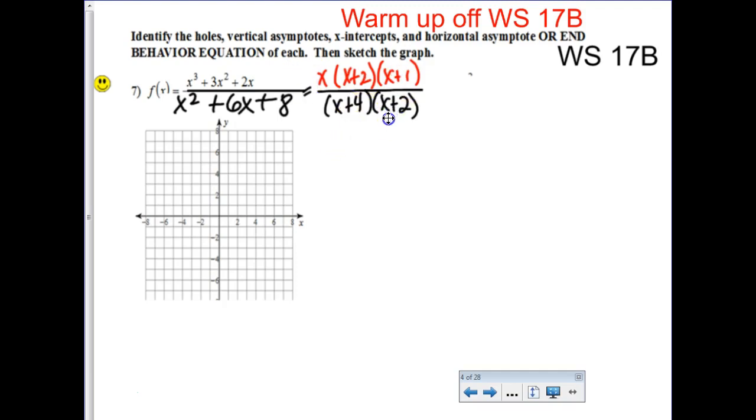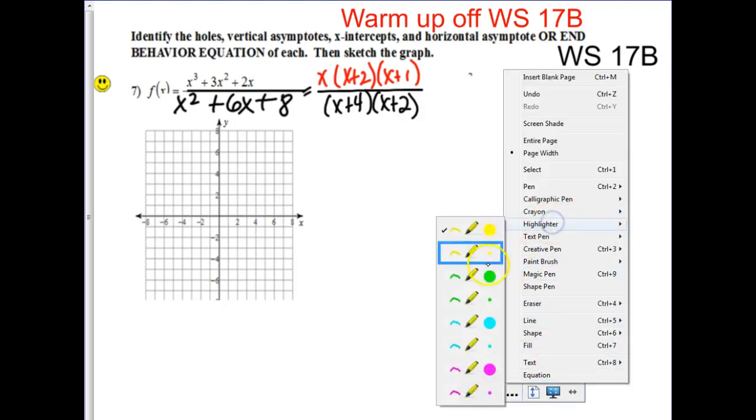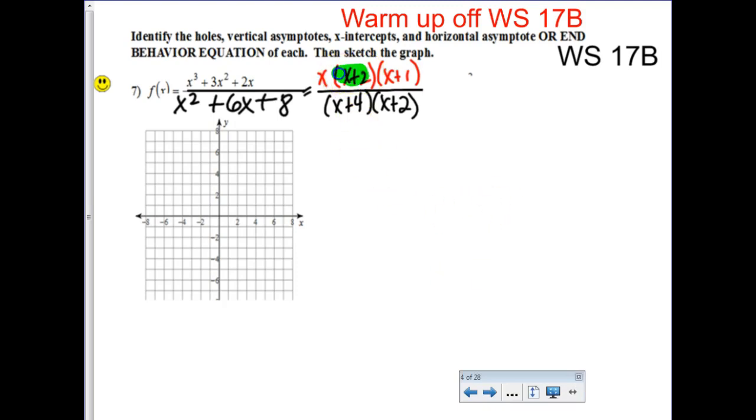Let's take a look at our factors, guys. Is there anything that's going to be a removable discontinuity in the next couple steps? I do see one. Do you see it? The x plus 2 factor is going to cancel, which means you're going to have a hole or removable discontinuity at what x value? -2. Thank you. All right.